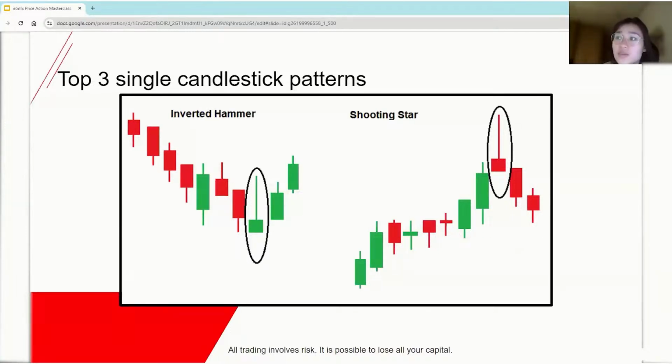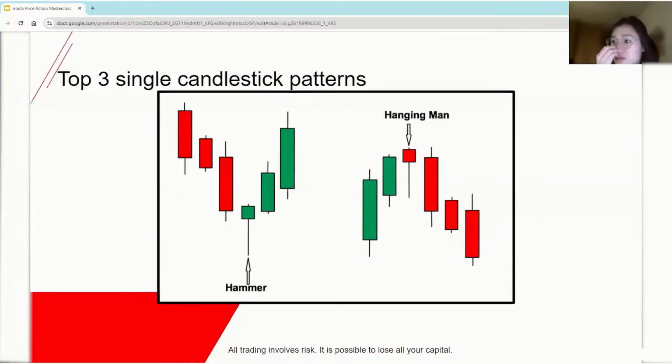Okay, secondly, we have the inverted hammer and the shooting star. Again, these are just the opposite of each other. You can see the difference in the shapes. So the upper wick would be a lot smaller on a bullish candlestick, or a hammer, and your lower wick would be a lot longer, whereas for your hanging man, we're looking at a bearish candlestick, but looking at the same shape. So again, this is a bullish candlestick, this is a bearish candlestick.